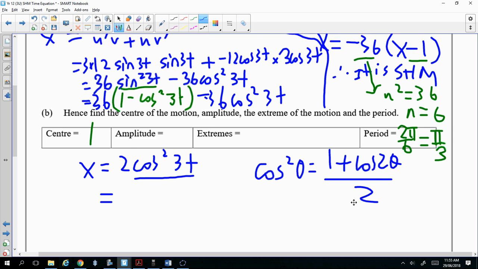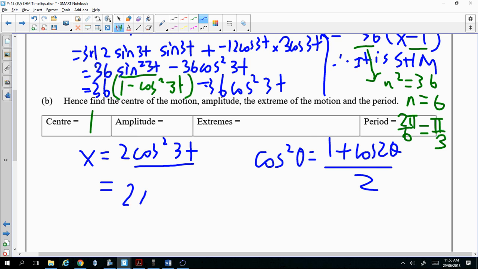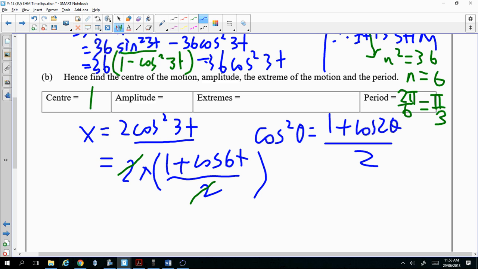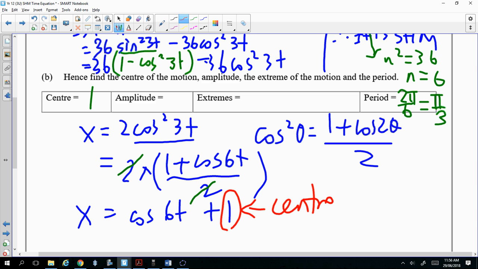So the amplitude can now be found. In fact, I've written it in this form. Can you see this is like the center? And now the amplitude is more obvious. What's the amplitude? 1. So the extremes can now be found: 1 plus 1, 1 minus 1. So the extremes are 2 and 0. So in order to work out the amplitude and the extremes, you must write it in this special form. No matter what form you start with, you have to write it in this standard form.